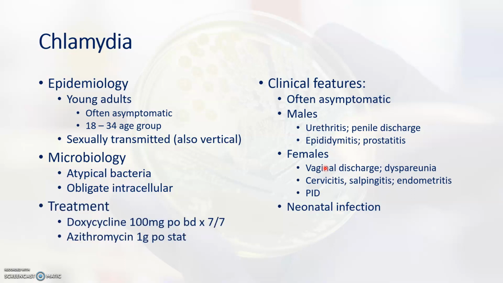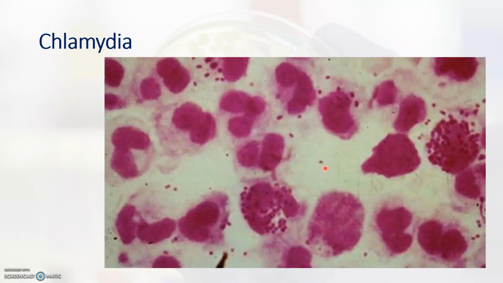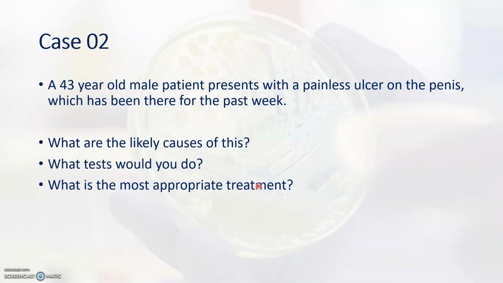As we said before, treatment is doxycycline 100 milligrams twice daily for 7 days. An alternative is a single dose of azithromycin. And here's a picture of the intracellular chlamydial organism. The second case is a 43-year-old male who presents with a painless ulcer on the penis, which has been there for the past week. Again, pause the video and see if you can answer the questions below.